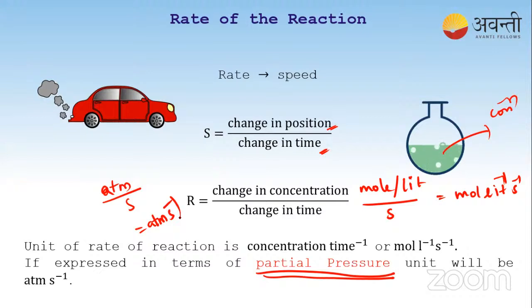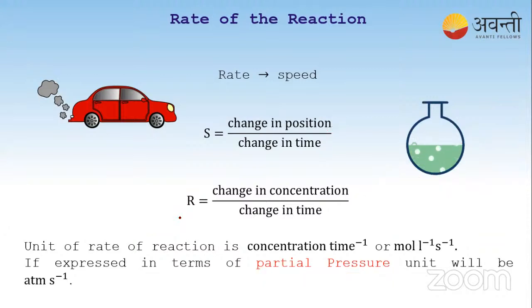I'll take a pause here. If you have any questions related to anything that we have learned till now: why are we studying the chemical kinetics chapter, what is meant by chemical kinetics, what is meant by the rate of a reaction, how do we calculate the rate of a reaction, and what is the unit of the rate of a reaction in terms of concentration as well as pressure. If you have any doubt, let me take your questions.